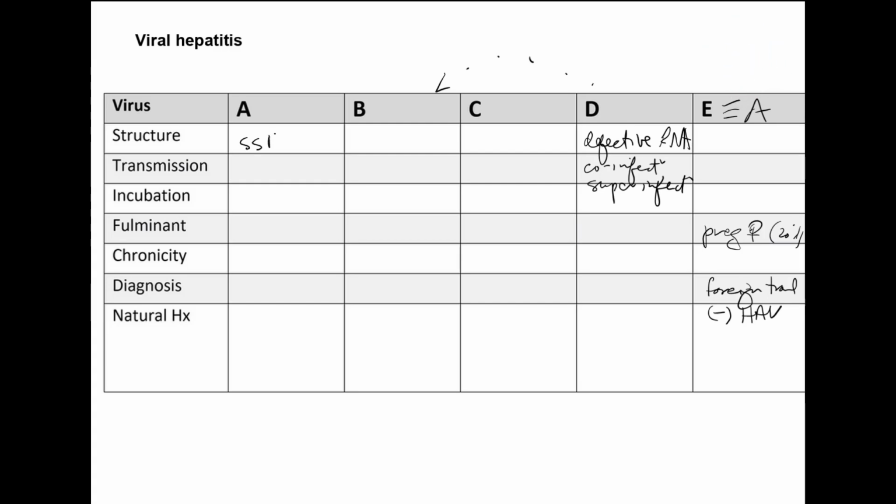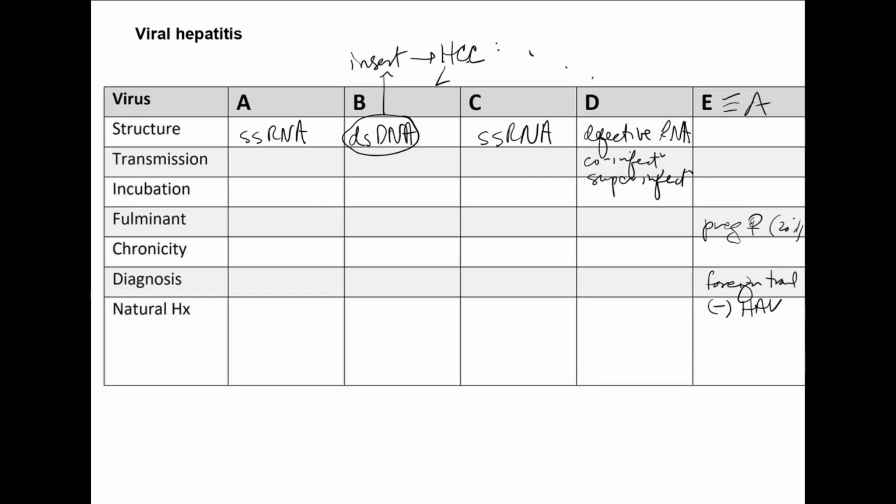They are single-stranded RNA viruses, except for B. This is a double-stranded DNA virus, which has a circular form. And the only reason one cares about this is because it's a double-stranded DNA, it can insert into the human genome and form hepatocellular carcinoma. The other double-stranded DNA virus that can do this is human papillomavirus.